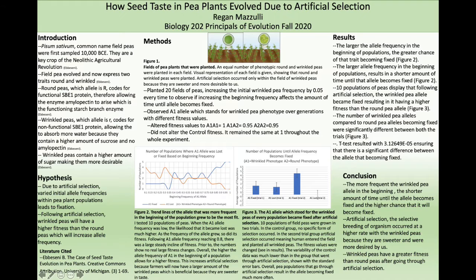So that is how seed taste in pea plants evolved due to artificial selection. The more frequent the allele, the faster it was to become fixed. With that said, artificial selection led to the wrinkled pea little r allele, resulting in a larger fitness, which affected the evolution of the Pisum sativum pea plants.